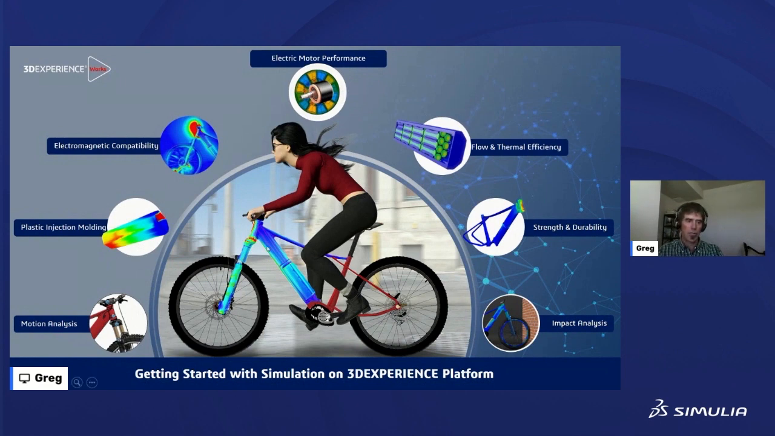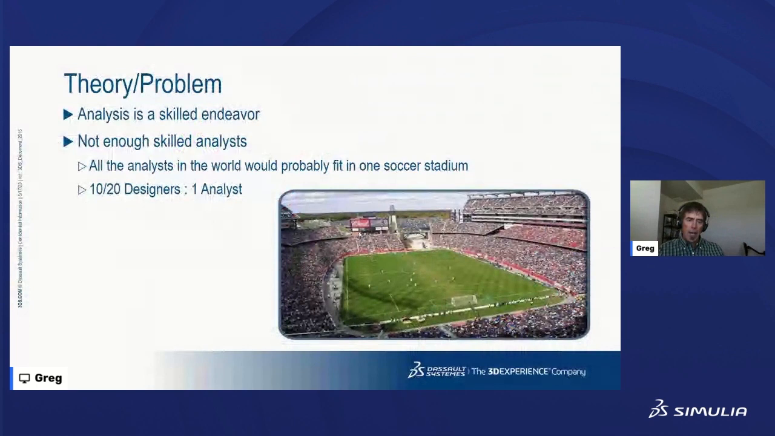How do we do strength and durability, impact simulations, injection molding, motion analysis, electromagnetics, because this is an e-bike. Maybe we have a Bluetooth cyclometer device up here. Maybe we need to look at electromagnetics of the battery, maybe overheating. So we're going to bring all these together in a full-on story of how someone would go through developing an e-bike. And that's kind of it.